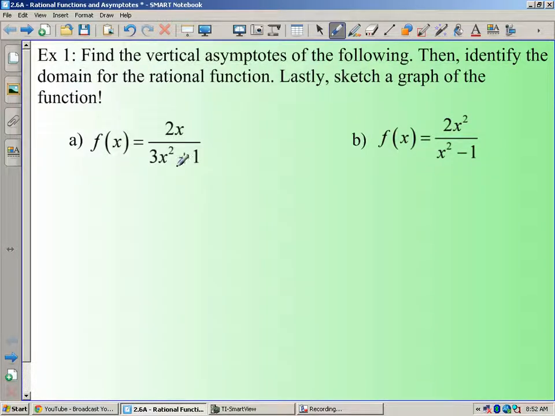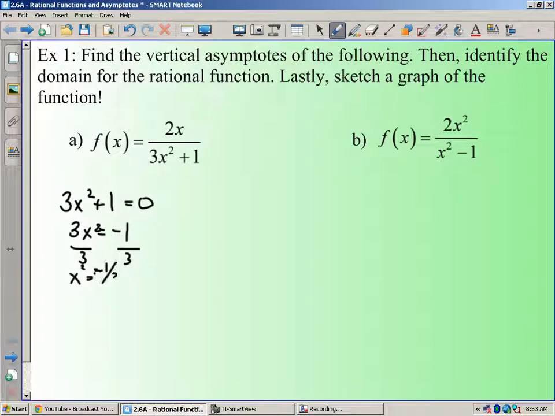If we are going to find the vertical asymptotes, the first thing we do is set the denominator equal to 0. So if I set 3x squared plus 1 equal to 0 and solve, I get 3x squared equals negative 1, divide by 3, x squared equals negative 1/3. Because I can't take the square root of a negative number without getting imaginary numbers, there are no vertical asymptotes.